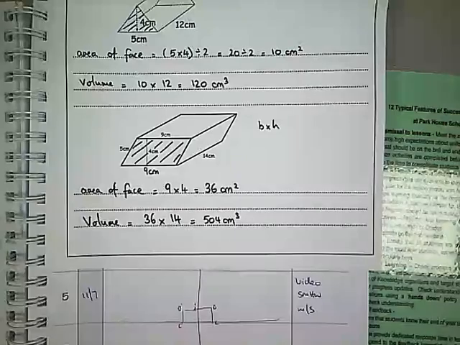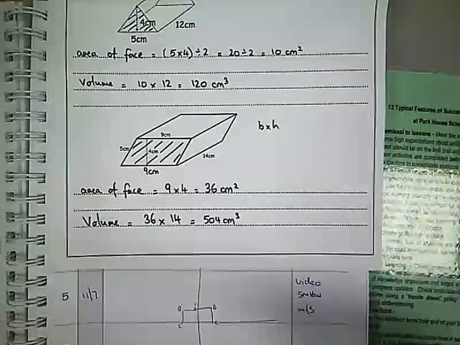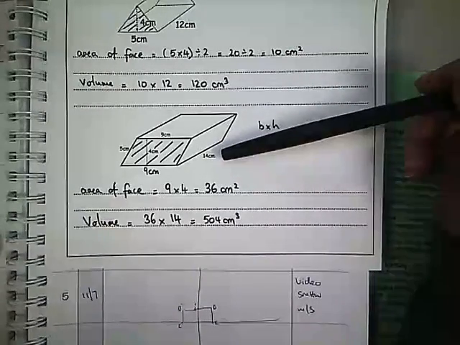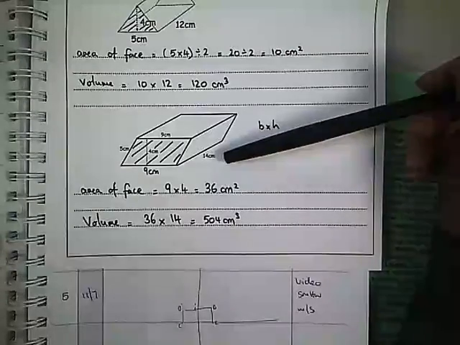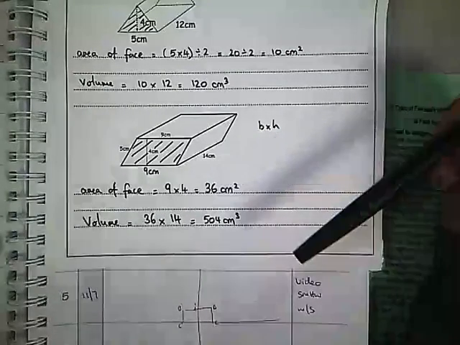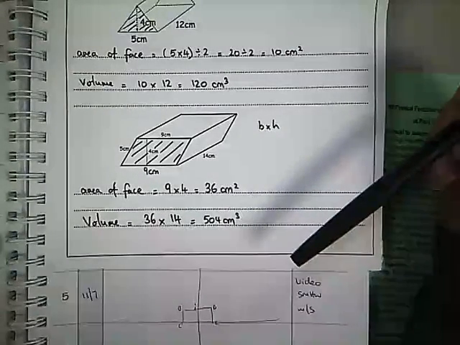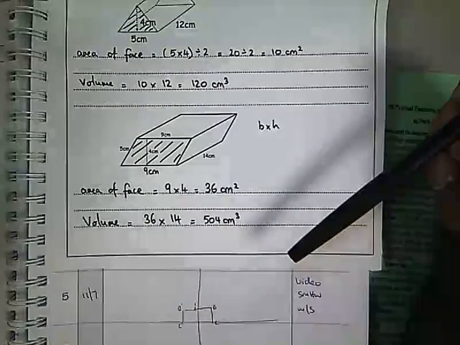Now if we were working in a different dimension, let's say millimetres or metres or kilometres or inches, it would just be that length cubed. So it could be inches cubed or kilometres cubed because it's volume.